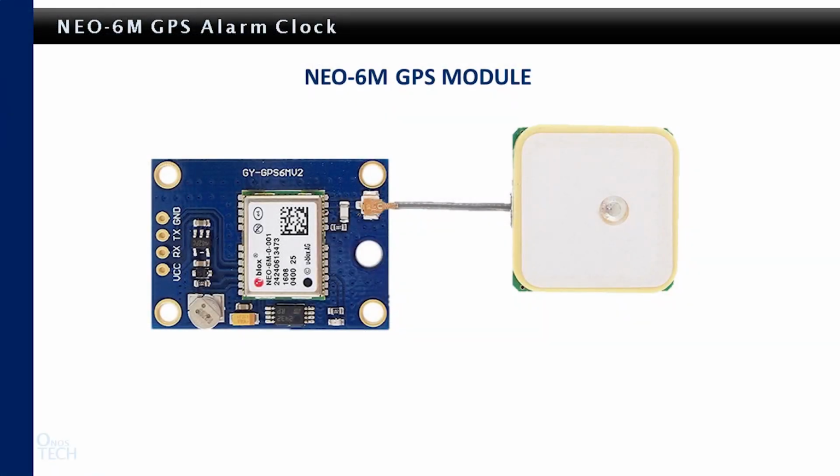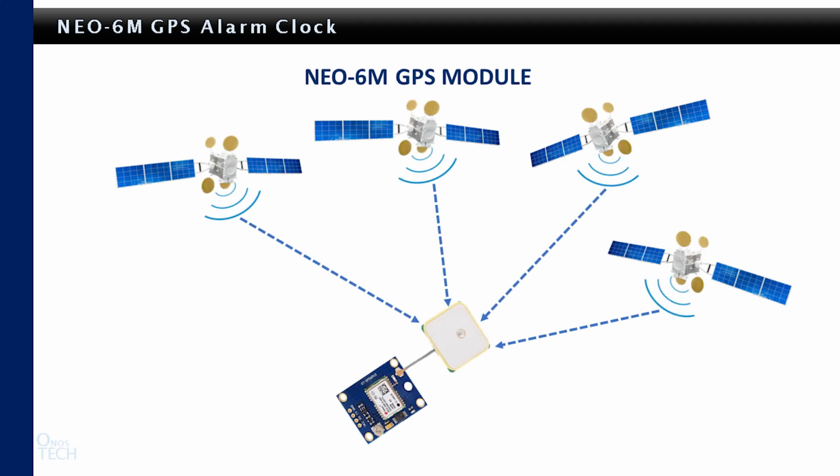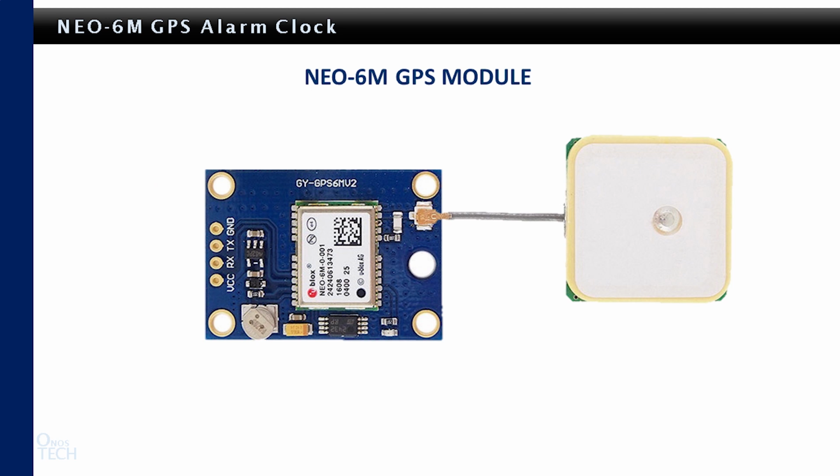Now, let us consider the Neo6M Global Positioning System module. This module can receive GPS signals from satellites in space to determine location, time, and speed. The module is made up of the Neo6M GPS chip with a UART communication port. Its default baud rate is 9600. The baud rate can be adjusted as required with the U-Box software, which we will consider in another video.